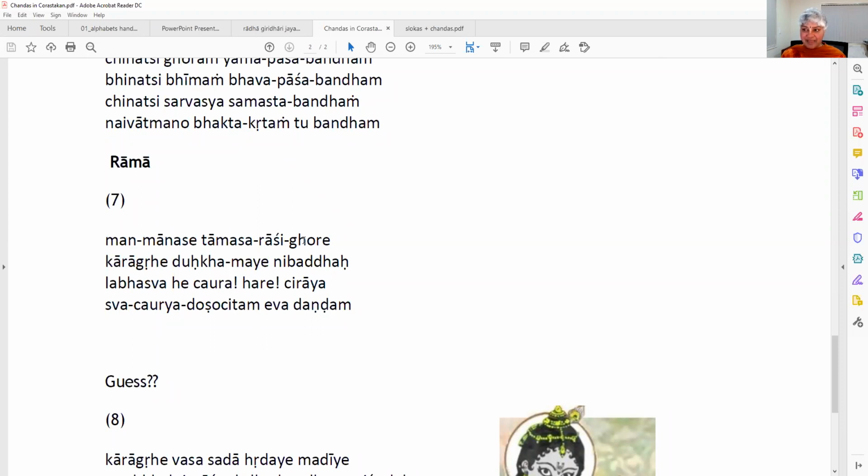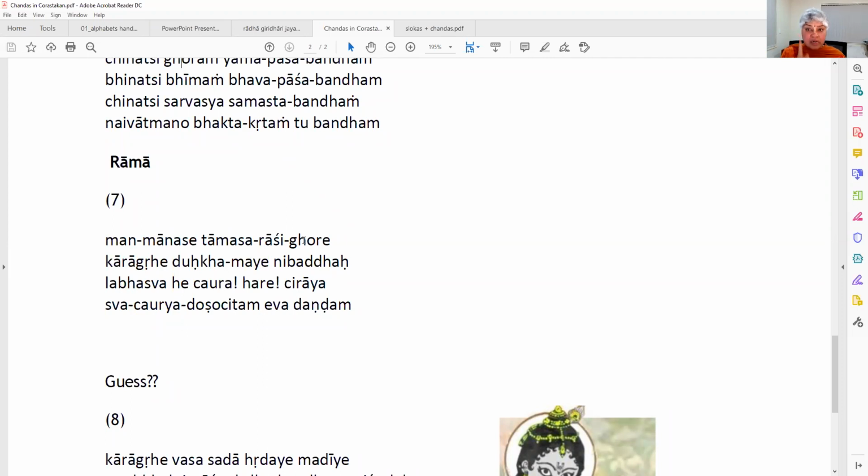And in the next verse is called Rama, the meter. Rama means giving pleasure. My heart, manmanase, in my heart, tamasa rashi ghore, there is terrible darkness, terrible ignorance in my heart. And dukkhamaya, it's filled with sorrows, that heart of mine. Now that is the prison house for you, O thief, karagraha. O thief, hey chaura, hare, one who takes away everything, that is the prison house for you, where chiraya, forever, for a very, very long time.